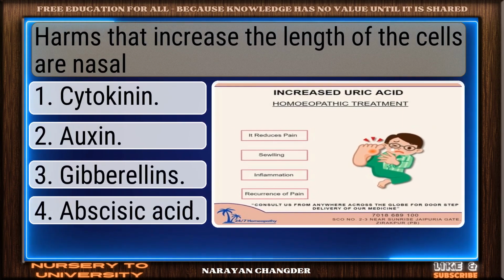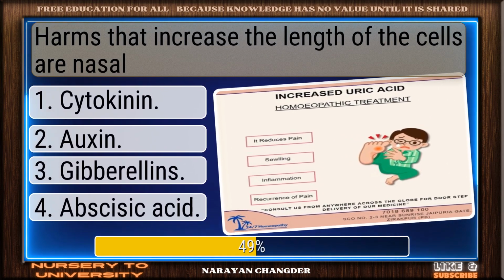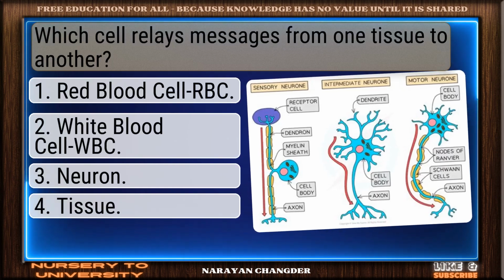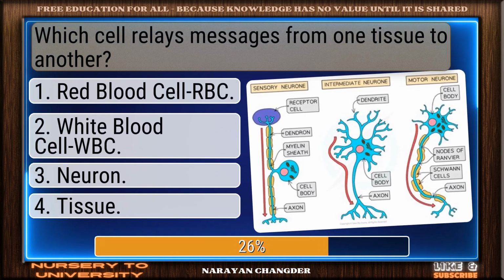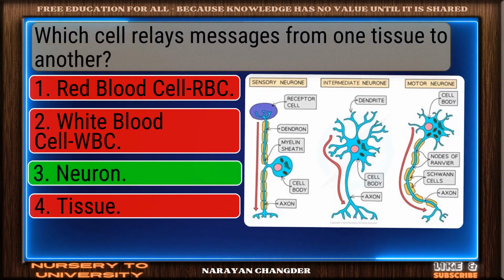Hormones that increase the length of the cells are called. Great job. Auxin is accurate. Which cell relays messages from one tissue to another? Well done. Neuron is right.